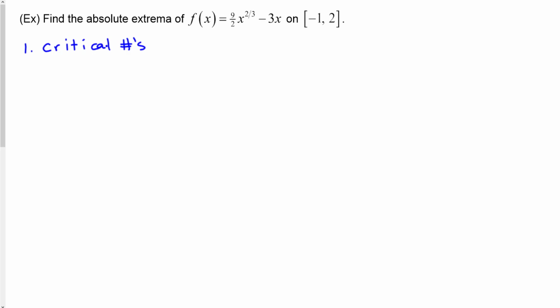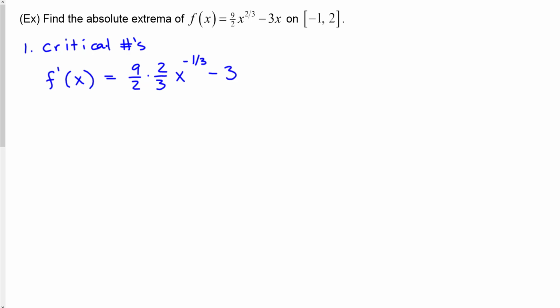Critical numbers here, these will occur where the first derivative is equal to 0. So our first job is to determine what the first derivative is. All right, a little bit trickier, but we still can use the power rule. So it's 9/2 times, we bring the original exponent down, so times 2/3, x to the 2/3 minus 1. We subtract 1 from the exponent. So this is going to be -1/3 power. And then 3x, its derivative would just be 3.